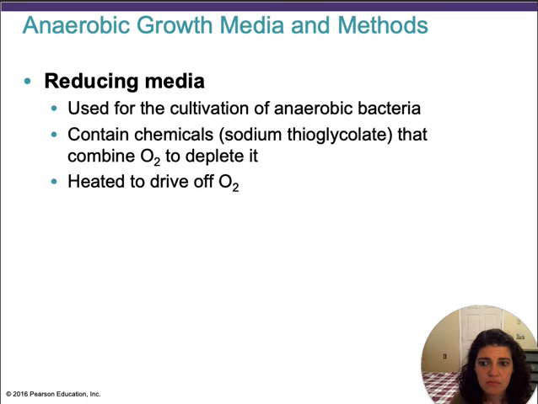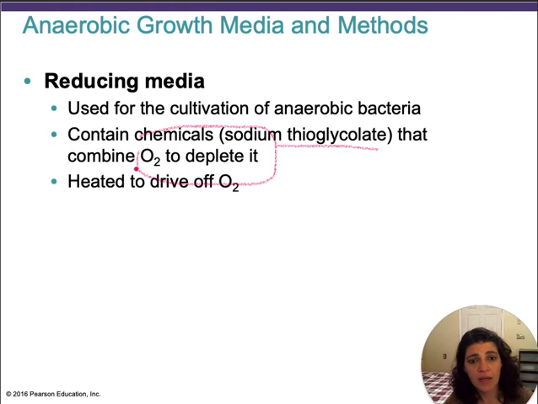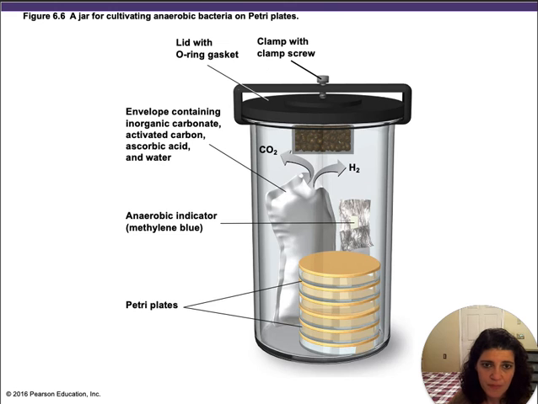Reducing medium. Remember, we were talking about oxygen requirement? There we go. This medium called sodium thioglycolate combines with the oxygen and depletes oxygen. Okay, so what you do is you cultivate anaerobic bacteria in this medium. It's a good medium to grow anaerobes without having to deplete oxygen from everywhere. You just deplete it from the liquid medium called thioglycolate, and then the bacterium grows there.